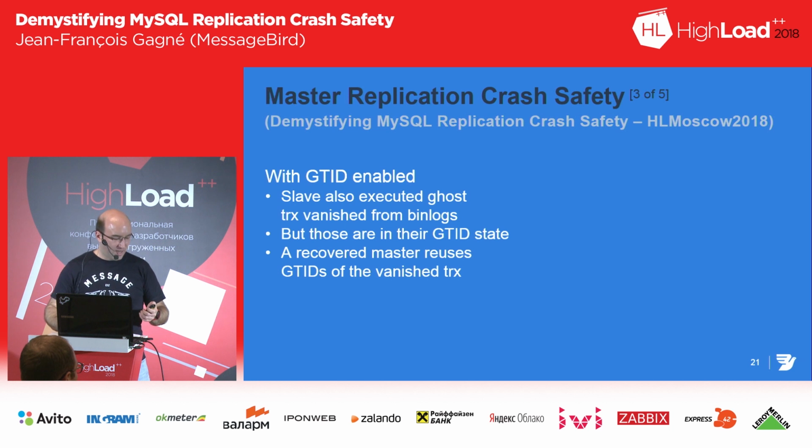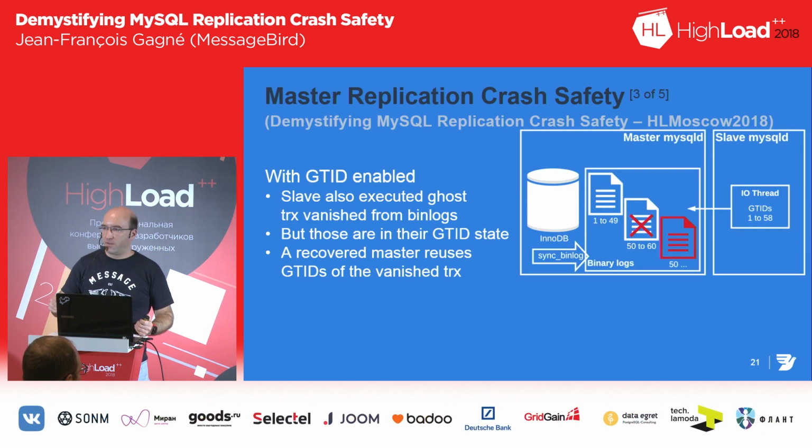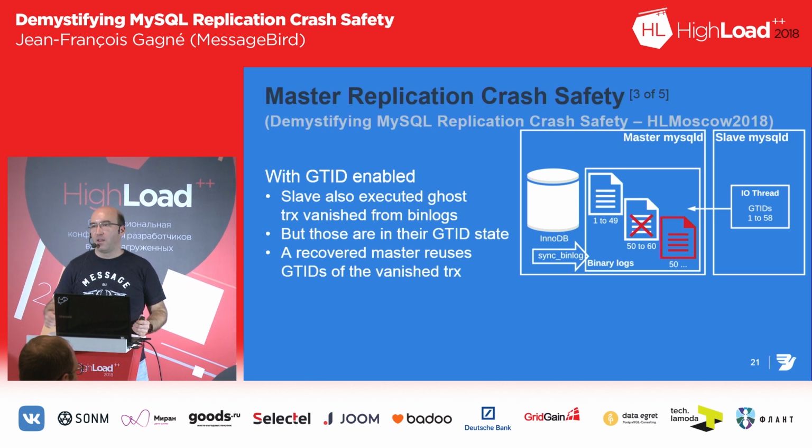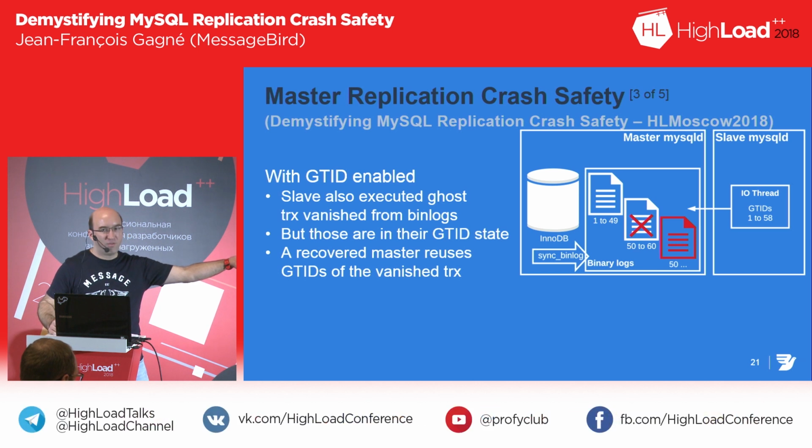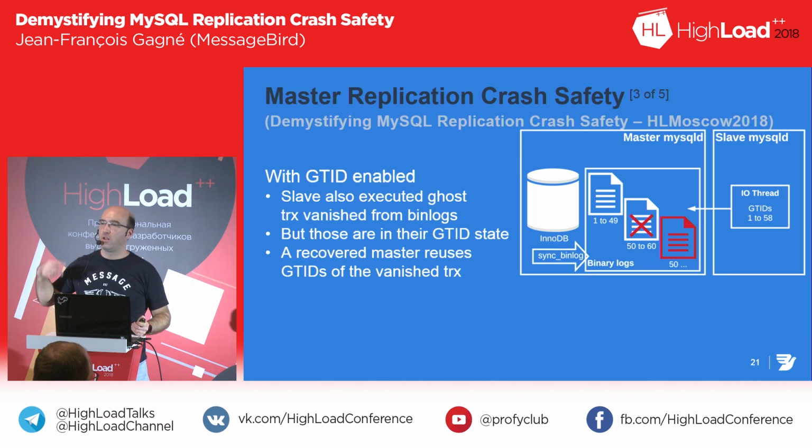So with GTIDs, we have transactions that are tagged with IDs. So we might have transactions 1 to 49 that are in a previous binary log, and transactions 50 to 60 that are in this binary log here, but that will go away after the operating system crash. At this point, the slave might have 1 to 58, and now the master is losing 50 to 60. When the master restarts, it will create a new binary log file, but now it will number the transactions from 50 because it forgot about transactions 50 to 60.